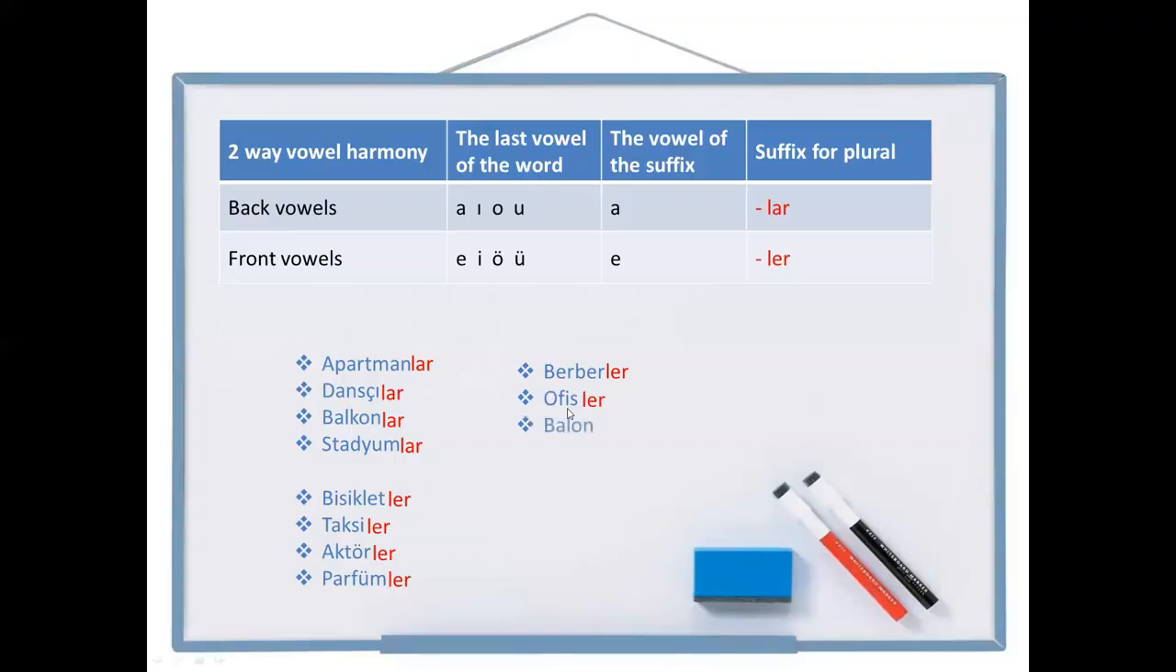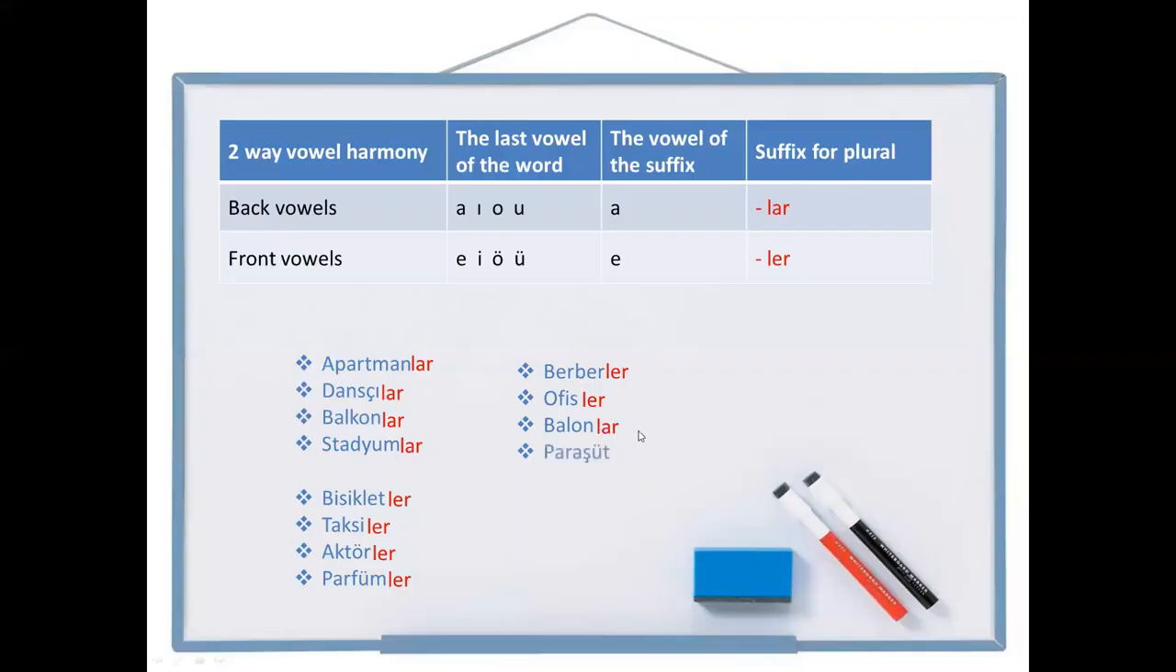And next one is balon. Balloon. Last vowel is o. Is it a front vowel or a back vowel? It's a back vowel. When I say o, I'm using the back part of my mouth. So it needs to be balonlar, because lar has a specific back vowel, a, in it.